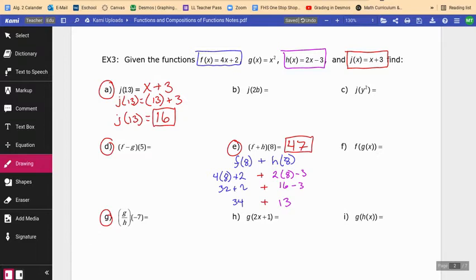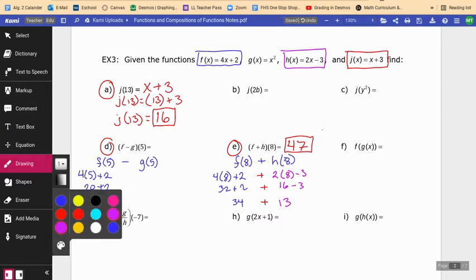All right, so then we do the same thing if we're looking at D. This time we have f minus g of 5. So again, I need to find f of 5, and I need to find g of 5, and then I'm going to need to subtract those two this time. So again, the f function, 4 times 5 plus 2. 4 times 5 is 20, plus 2 is 22.